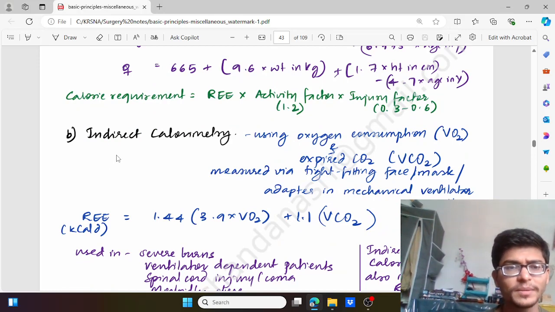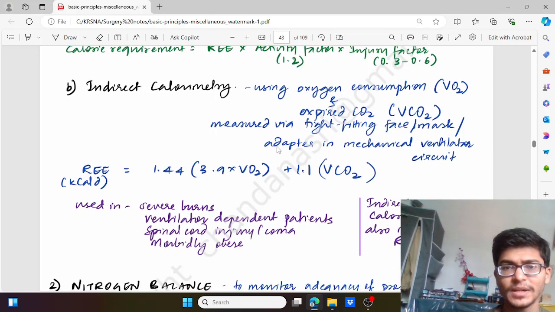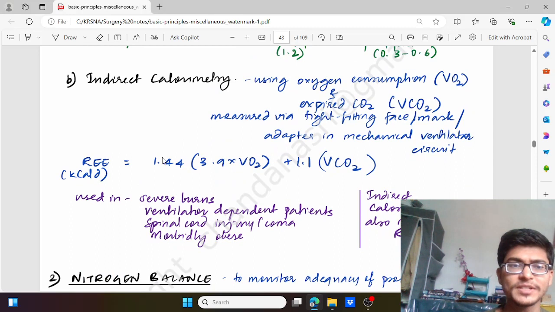Now we have one more method, that is indirect calorimetry, where we use oxygen consumption, that is VO2, and expired CO2, that is VCO2, measured via a tight-fitting face mask and adapter in the mechanical ventilator circuit. During mechanical ventilation this method can be used.